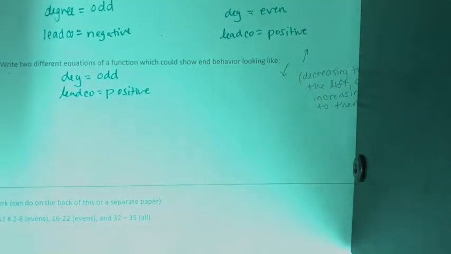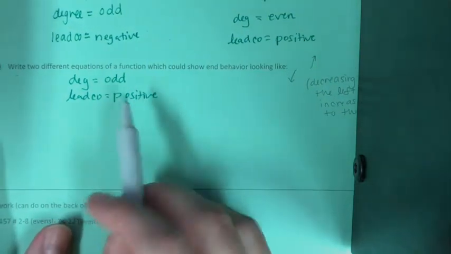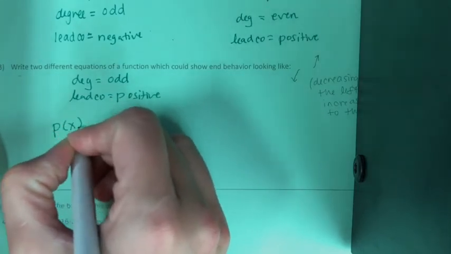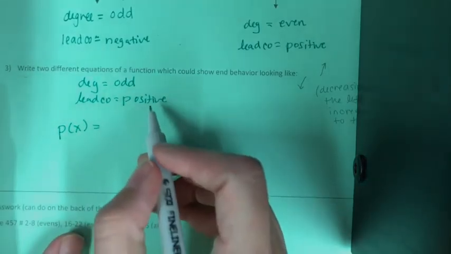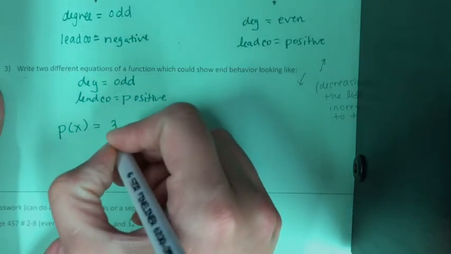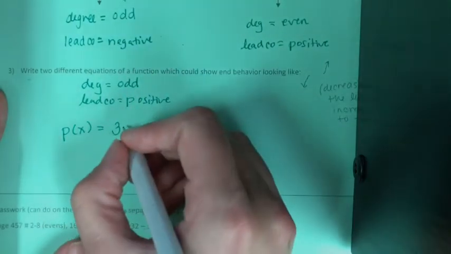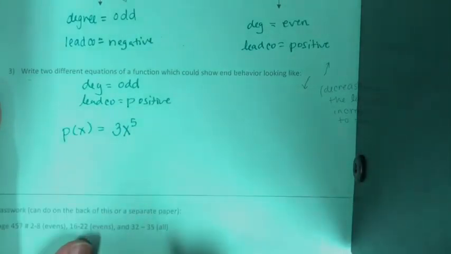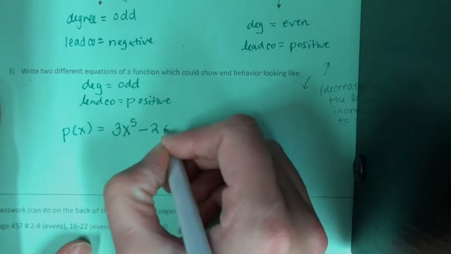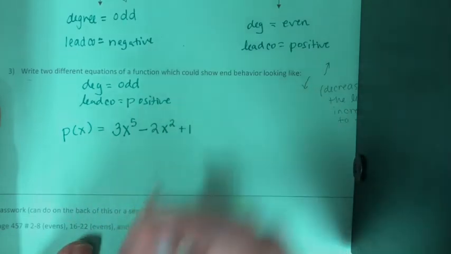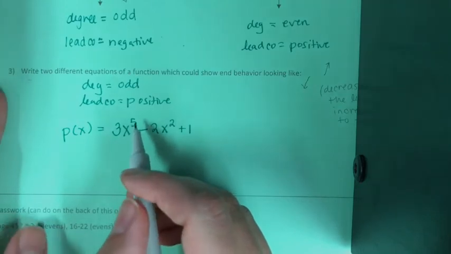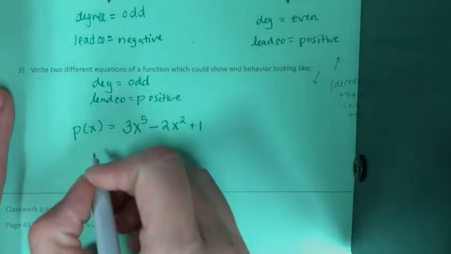So I can make any equation as long as it has an odd degree and a positive leading coefficient. So I'm just going to call mine P of x. And let's see. Positive coefficient. How about positive 3? And an odd degree, how about x to the 5th? And I could put anything after this as long as this is my highest, because that's the degree of the polynomial. So let's just make up another one.